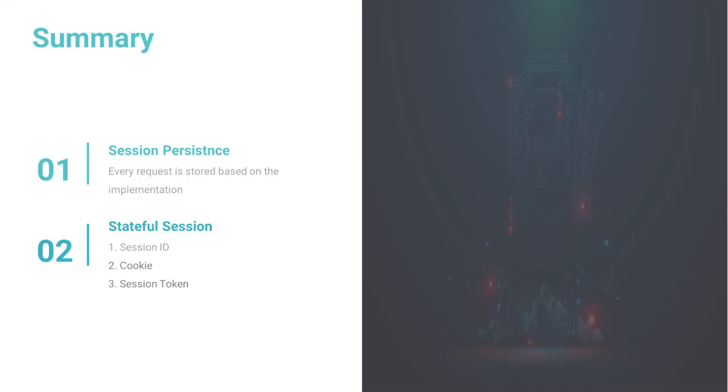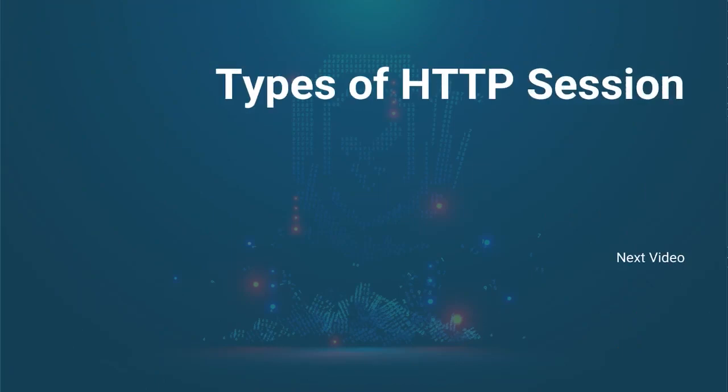So the key important points that we learned are that every request is stored so that the session can be persisted in order to identify different users and requests. And there are different types of session management. We can call it cookies, session tokens, or session IDs. That's it for this video. In the next video, we'll try to understand in depth the different ways a session can be implemented and persisted. Thank you.